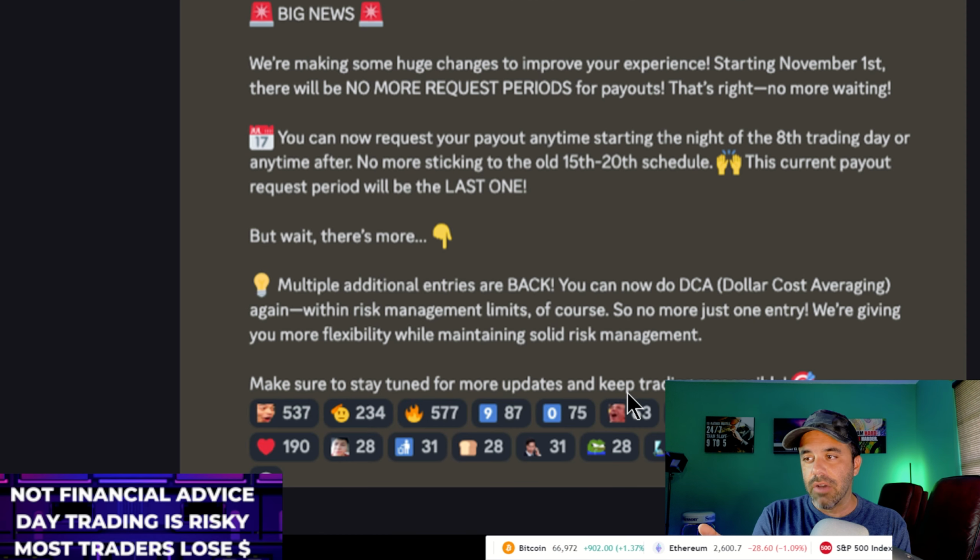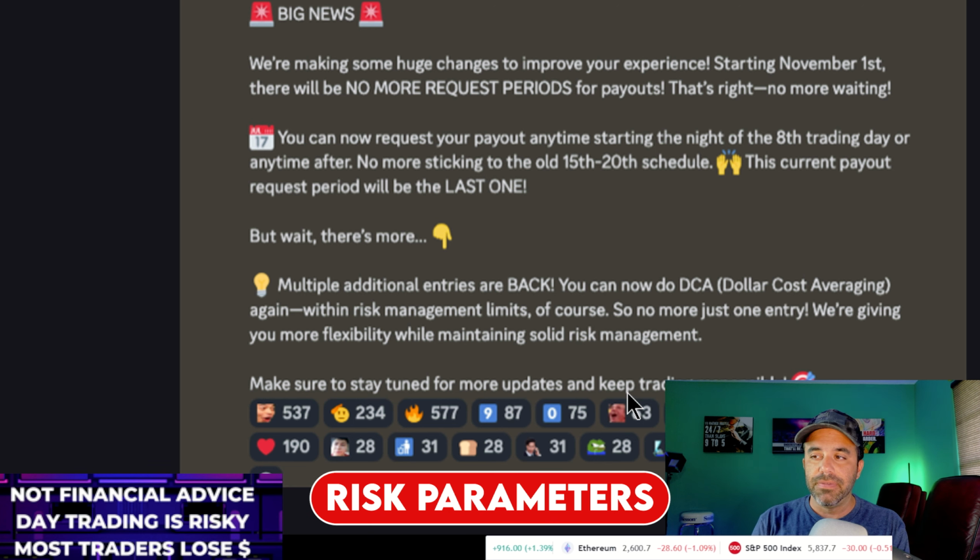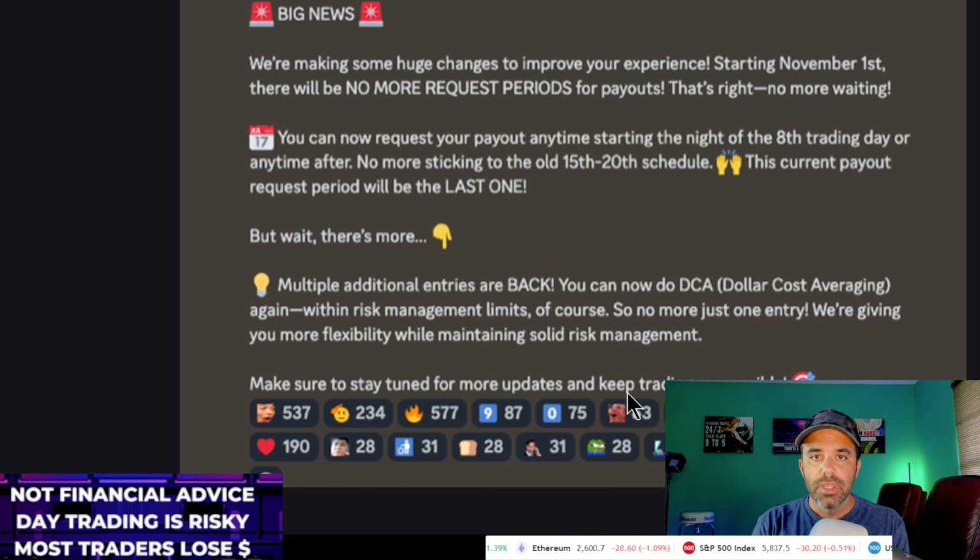So the fact that now it seems like it's going to be allowed to some degree within risk parameters, I find that to be very useful. I find it to be not good when you DCA into oblivion until your account blows up, but when you identify a zone and you like to scale into your position like me, then well, that's beneficial.